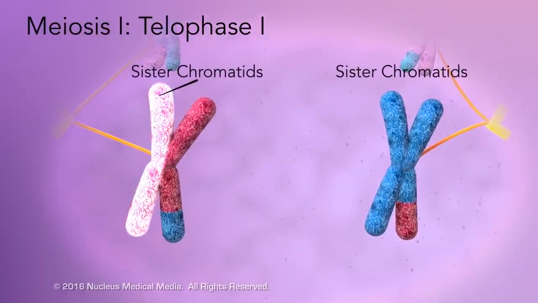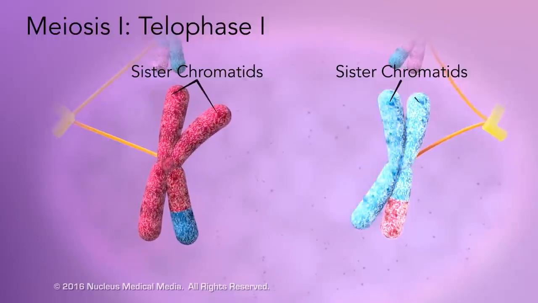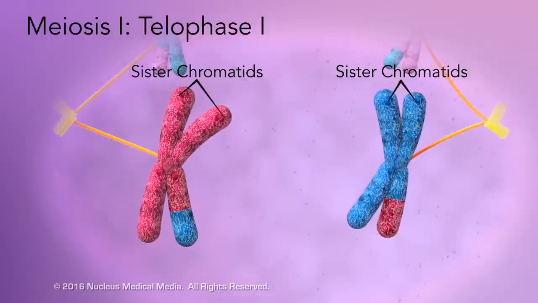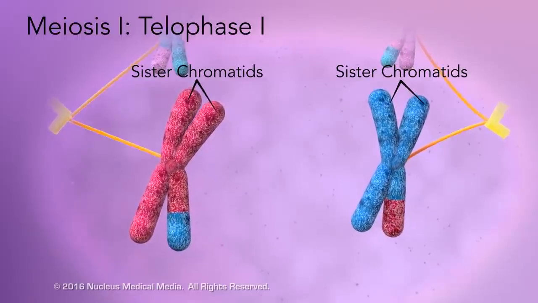However, each chromosome still consists of sister chromatids. Keep in mind that each chromosome's sister chromatids are no longer identical because of the allele exchange that happened during crossing over.